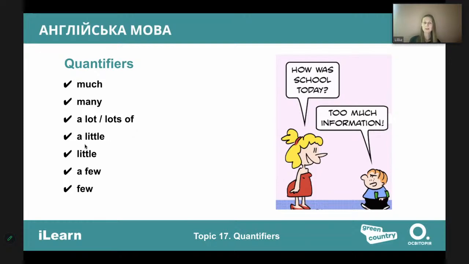What about little and few? Which of them is used with countable, злічуваними nouns? Is it little or few? So we use little with uncountables, незлічуваними, and few, yes, that is right, with countables, злічуваними.